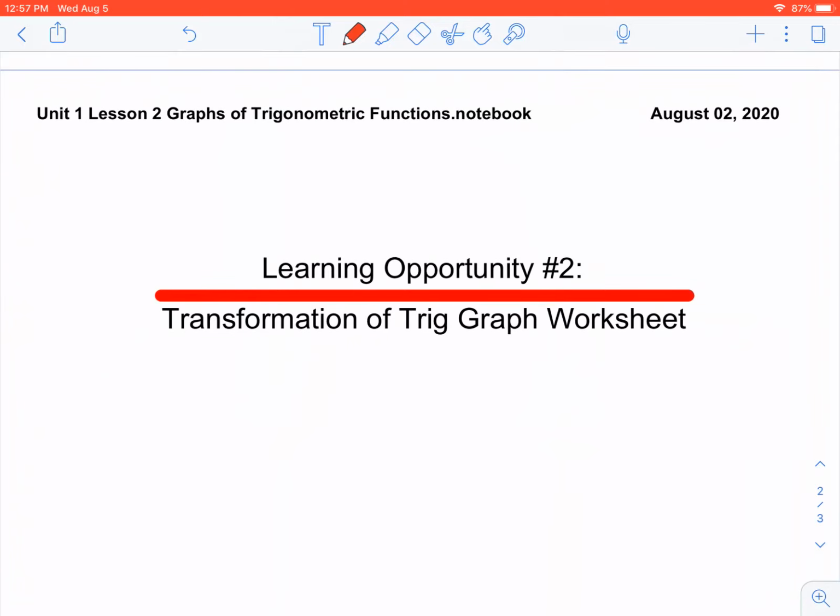So I know that those were only 3 examples, but hopefully that kind of gets you started. You can do the transformation of trig graph worksheet. Again, we're building up to a skill set where we do much more complicated graphs. And in the next lesson, we will do examples where we have everything, and we will do some non-sine graphs as well. Enjoy.